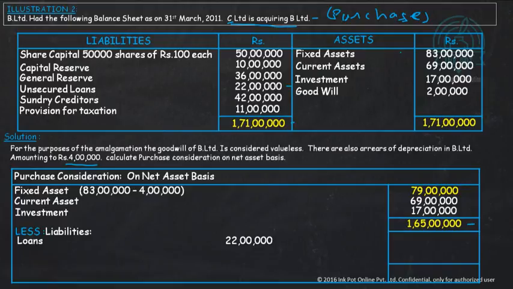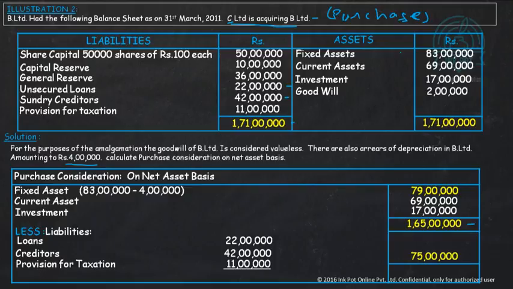Now why provision for taxes? It's an external liability. It is always considered as external liability. These three are known as your external liabilities. Why? Because this taxation is being paid to the government. Total liabilities will become 75,000, and the balance, that is 90,000, will become the amount of purchase consideration.